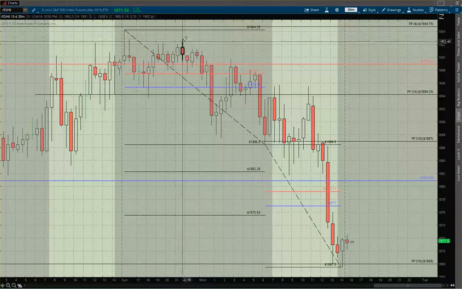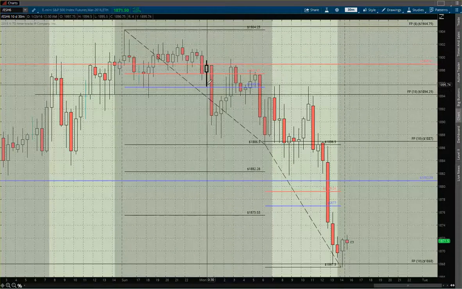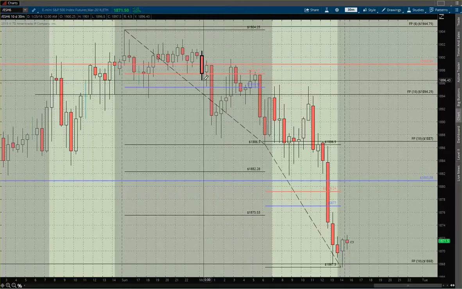There were some little measured moves that formed overnight to the short side, and a little bit more than what I'd like to see. There were actually a couple of distributions. I'll talk about those in a different context.